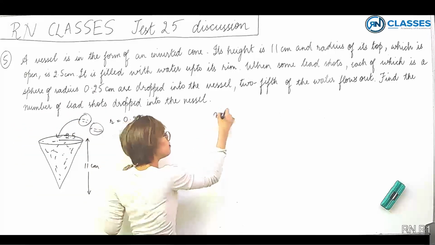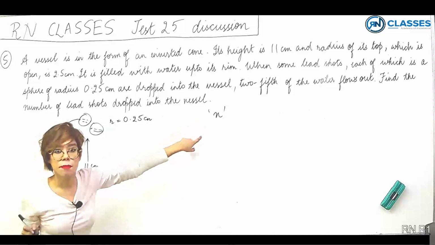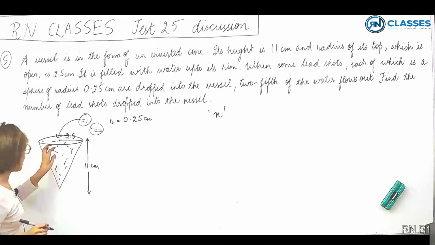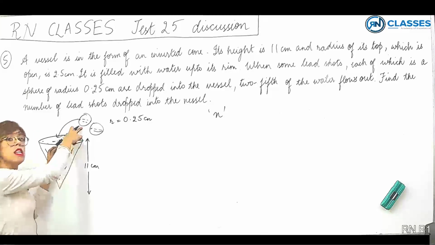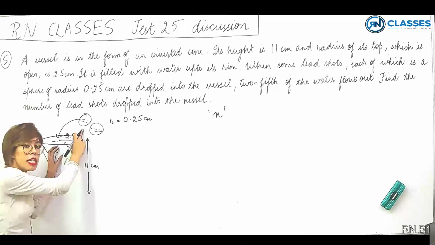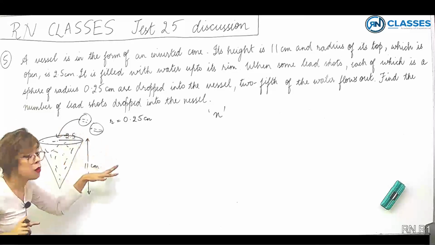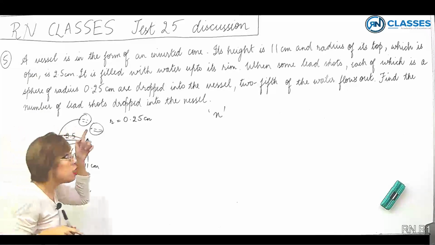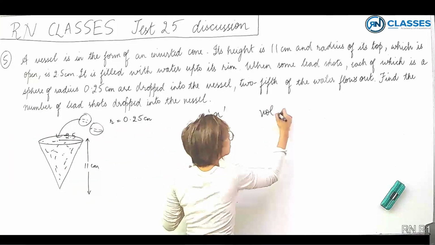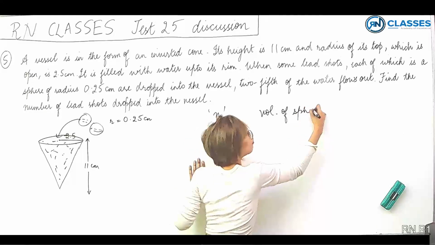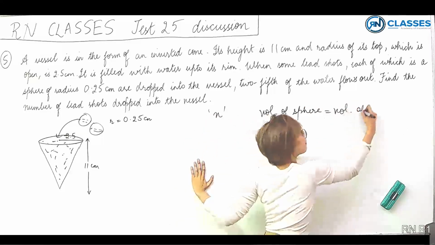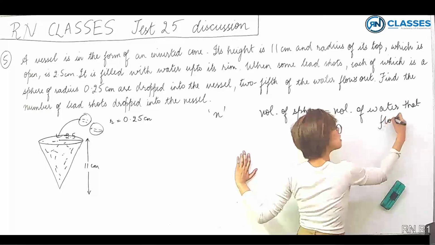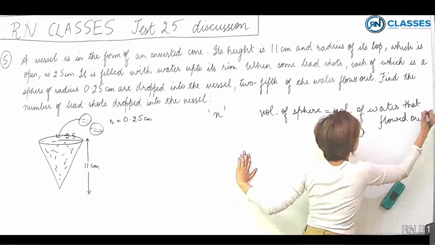So let the number of lead shots dropped into the vessel be n. Now, why did the water flow out? Because that much space has been occupied by the spheres, by the shots. So the volume of water which flowed out has been occupied by the spheres now. So volume of spheres is equal to volume of water that flowed out. That's it. You just needed to understand this. Now you can write your answer.